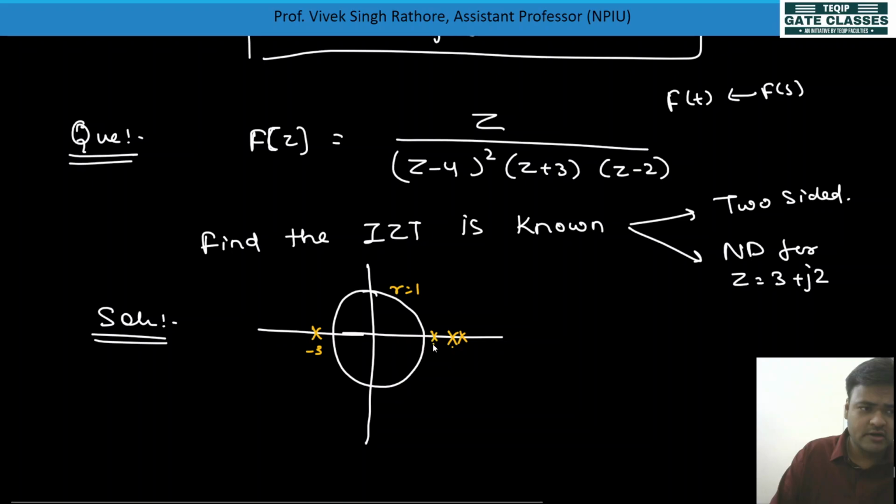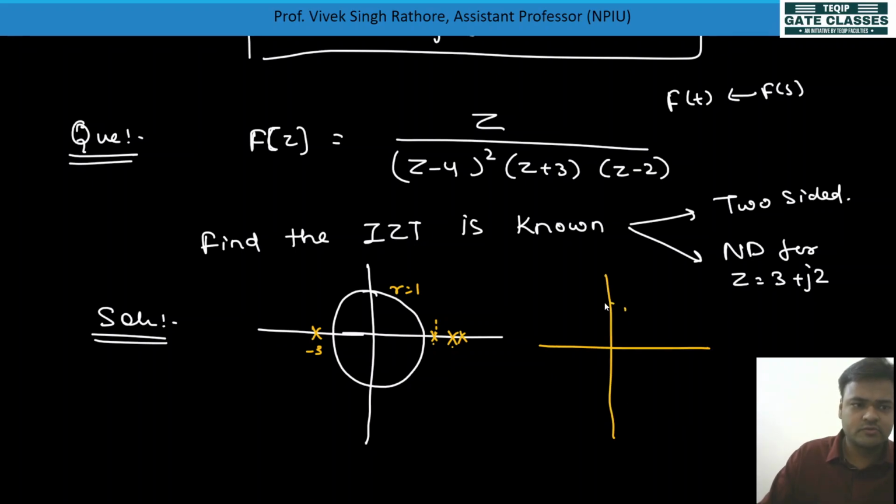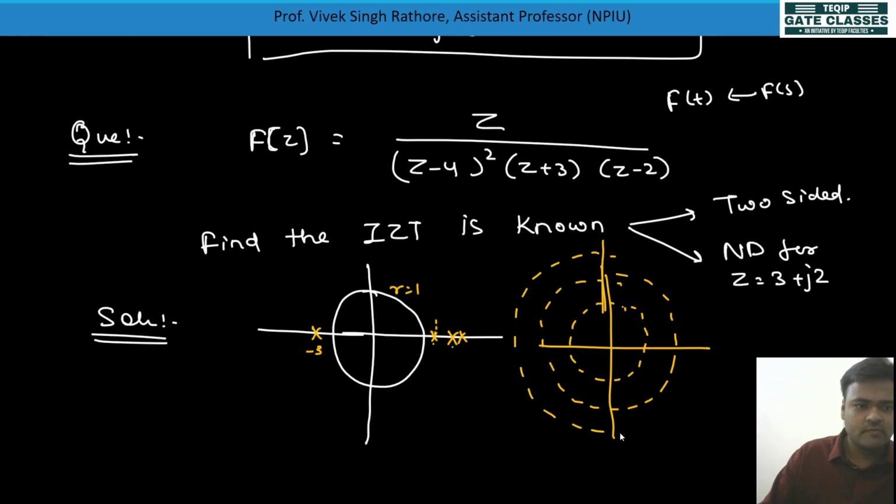We'll try to plot. This is z is equal to 2. So achha, we'll plot like this. From here we'll plot like this. z is equal to 2, right? z is equal to 3 also is there. So the z is equal to 3 circle is there, and z is equal to 4 also. So we'll plot z is equal to 4 also, right? This value is there.